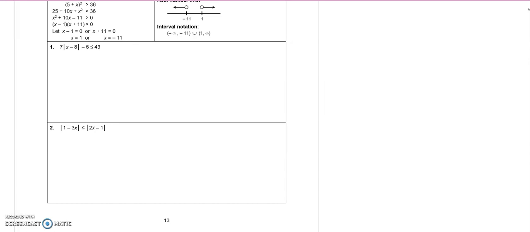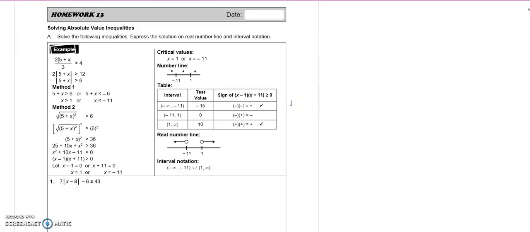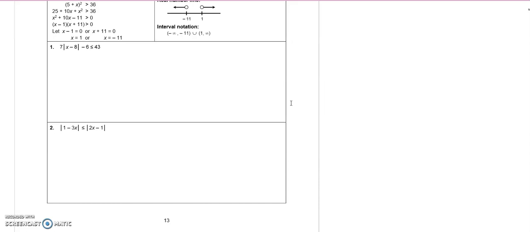So in this video, I will show you how to solve this. This is homework 13. I have given you this exercise last week, so we'll look at this one: how we're going to solve this type of question. Absolute value inequalities.